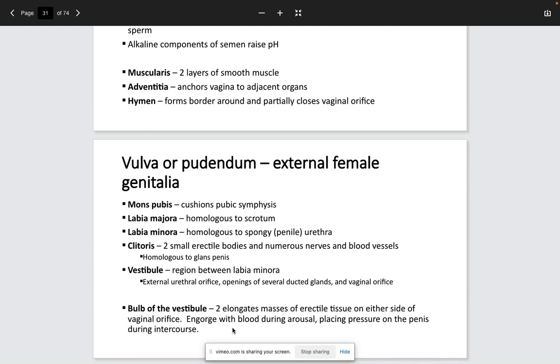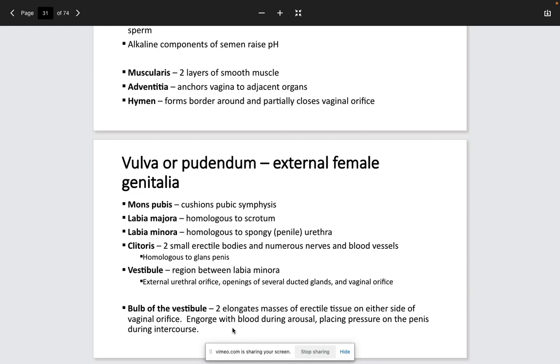The mons pubis is the area that cushions the pubic symphysis. You've got the labia majora and the labia minora. These are homologous, or similar, to the scrotum in females. The labia minora is actually similar to the penile urethra. Again, I know it's hard to imagine this.